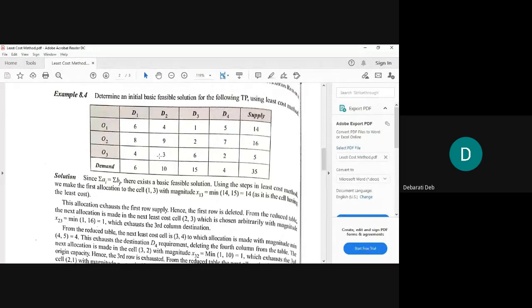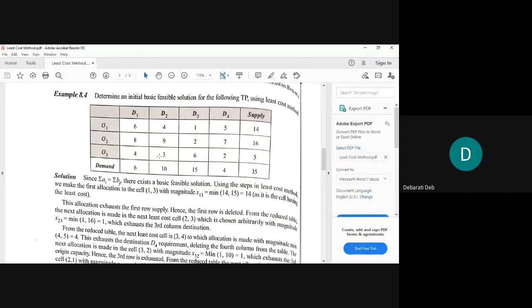Okay, so this is a transportation problem. Three origins are given, four destinations are given. From the origins, the maximum supply of the individual origins is given, and for the destinations, the maximum demand coming from the individual destinations is also given.